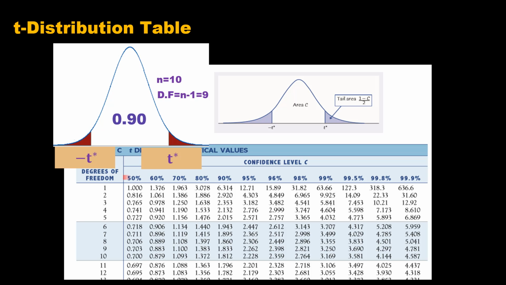Now we go to the 90% at the top and go to the 9 in this column, that is the degrees of freedom. Then pick the number at the intersection of these two, 90% and degrees of freedom 9. So you see it is 1.833. Therefore, T star or T alpha over 2 equals 1.833.